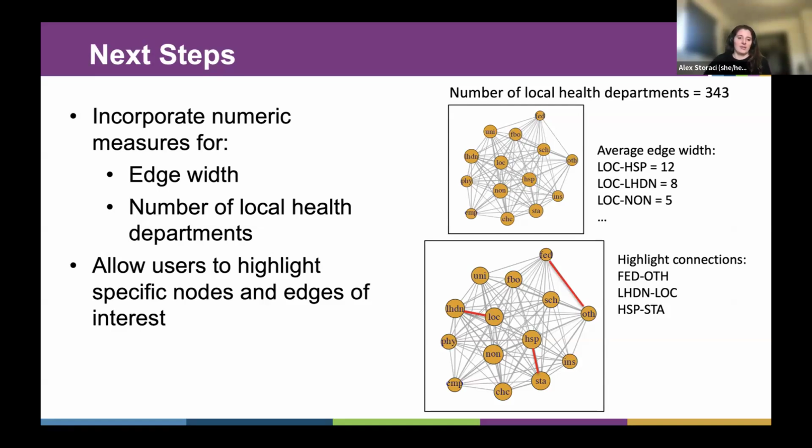And then also allow users to highlight specific nodes and edges of interest. It can be kind of hard to see through this entire force-directed layout and tell which lines are going where, but it would be useful if the user is able to highlight, okay, I want to see the relationship between federal agencies and other organizations. So that would be right here, or local health departments and local agencies, that would be right here. So you can really see where the tie is occurring.